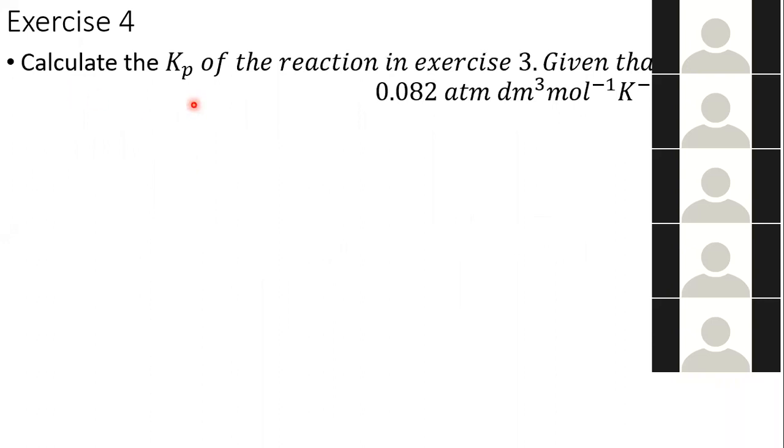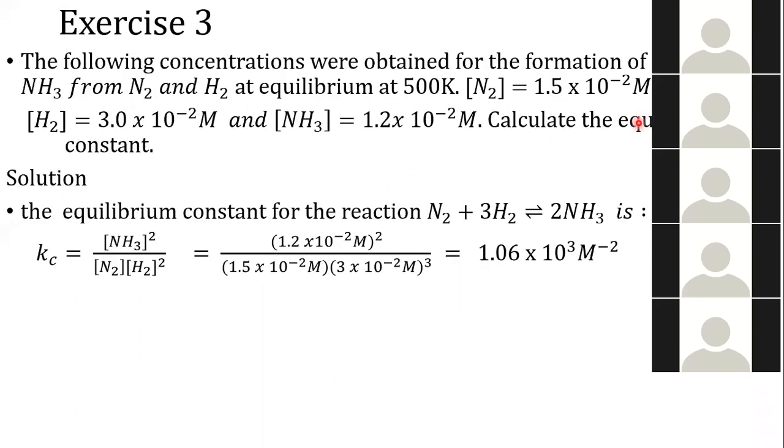You have to calculate the Kp of the reaction in exercise 3, if you are given that the molar gas constant is 0.082 atmospheres dm cube per mole per Kelvin. So you are still using the same question here to solve question 4. You are calculating the Kp. So let's try this one too.